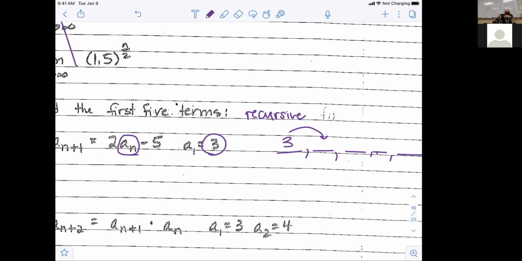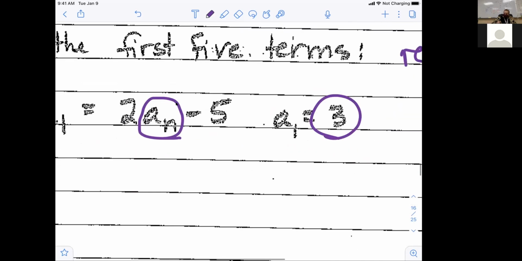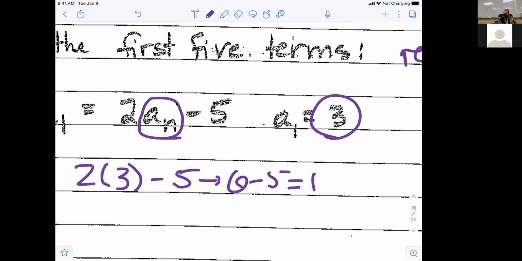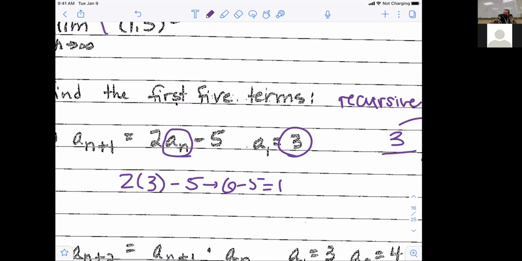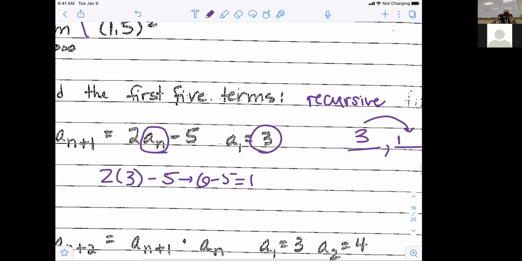And then I could go up 1. The third term is equal to 2 times the second term minus 5. So every time, we're putting the next term in there. First I'm going to do 2 times 3 minus 5. Well, that becomes 6 minus 5, which is 1. I'm going to use 1 to find my third term. So this is my second term. I have to use my second term to find my third term. I'm going to do 2 times 1 minus 5. That becomes 2 minus 5, which is negative 3.